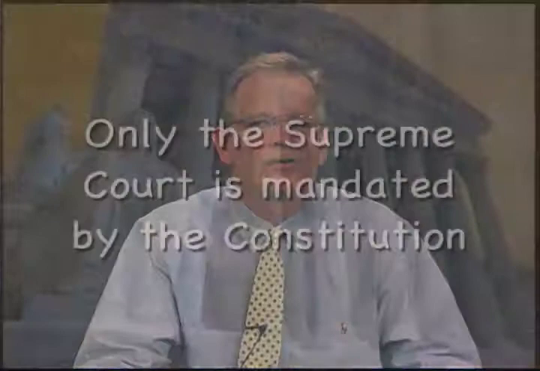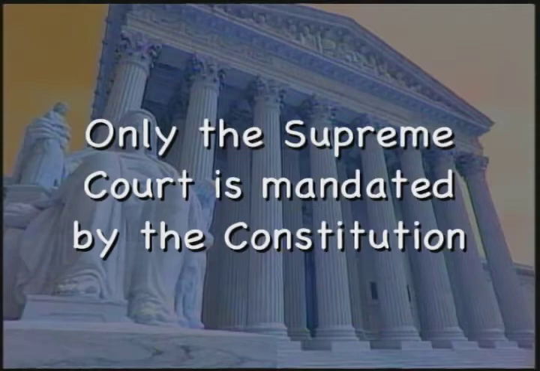Now here's some interesting things about the Constitution. The Constitution says that the only federal court that has to exist, that must exist, is the Supreme Court. All other federal courts are creations of Congress. And what's amazing about that is the whole district court and circuit court system are created by Congress, and Congress can get rid of them at will.